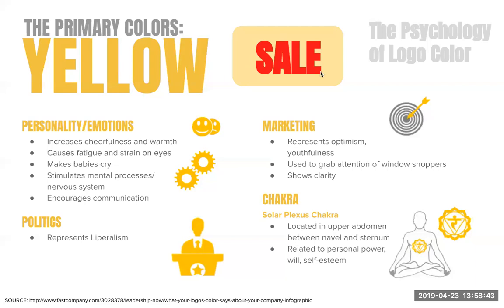So you can see where I made that sale sign right there. It's yellow with red text, the two colors to grab your attention. And probably most sale signs you see are yellow with red text on them. It's known to show clarity. It's the solar plexus chakra, located in the upper abdomen between the navel and the sternum. And it's related to personal power, will, and self-esteem.